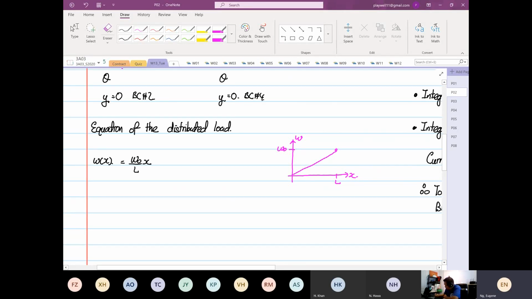And the y-intercept over here is equal to 0. So there's no y-intercept at all, or the y-intercept is equal to 0. So I'm going to call this my equation number 1.